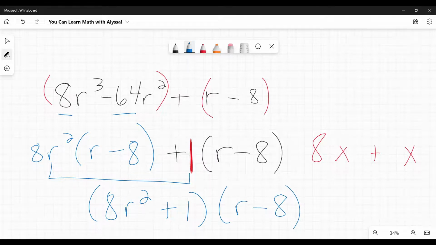Again, final check. Can either of these be factored? No. 8r squared plus 1. Anytime you have a squared plus a single number, that can't be factored, except if the 8 and the 1 have a factor that can be pulled out. Same thing over here. You can't pull out any r's, but if there is a number that goes into both of those, in this case there isn't, you have to factor that out.